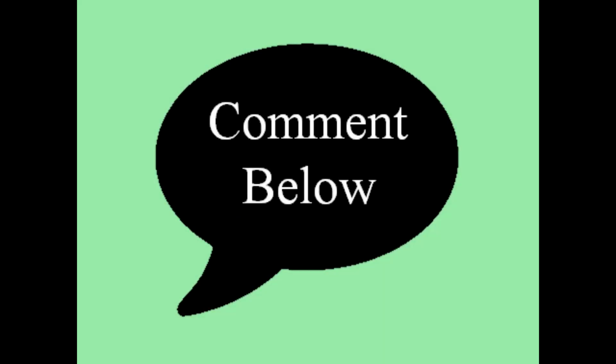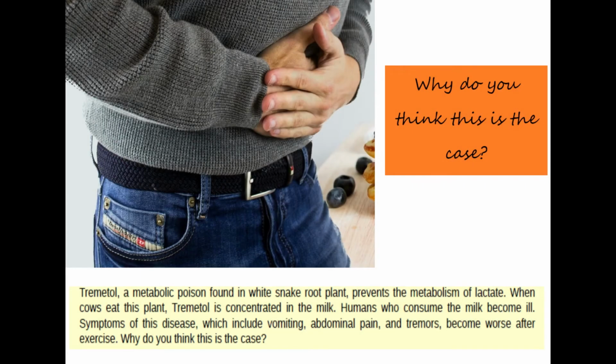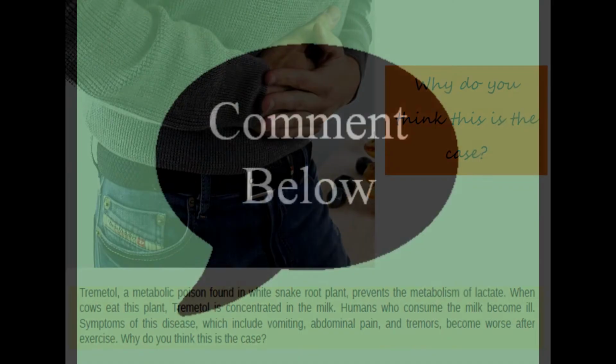Here's a quick question. Trematol, a metabolic poison found in white snakeroot plant, prevents the metabolism of lactate. When cows eat this plant, trematol is concentrated in the milk. Humans who consume the milk become ill. Symptoms of this disease, which include vomiting, abdominal pain, and tremors, become worse after exercise. Why do you think this is the case? Share your answers in the comment section below.